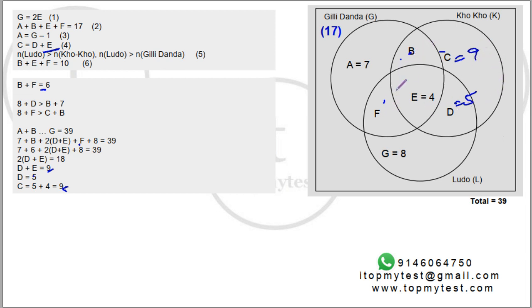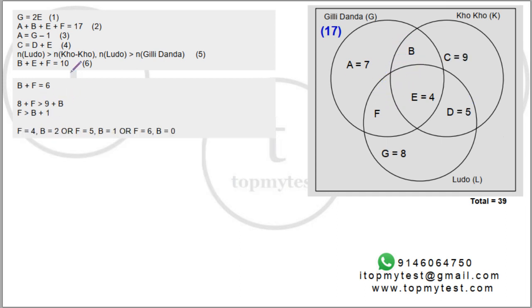Now B and F we don't know. B and F total is 6. Now let's try to work B and F together with this inequality. Because this total will be more than this total, I can say F is more than B plus 1. And we also know F plus B is equal to 6. So the possibilities are F is equal to 4, B is equal to 2. Or F is equal to 5, B is equal to 1. Or F is equal to 6, B is equal to 0. 3 and 3 are not possible.